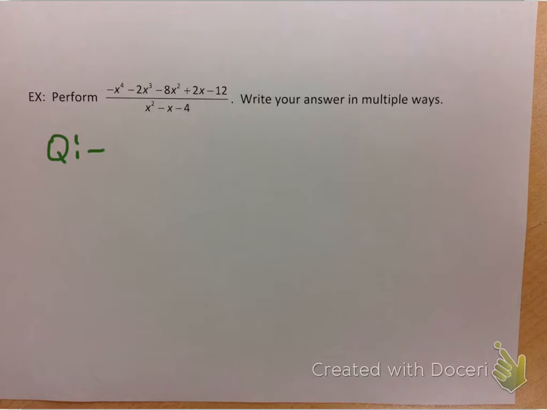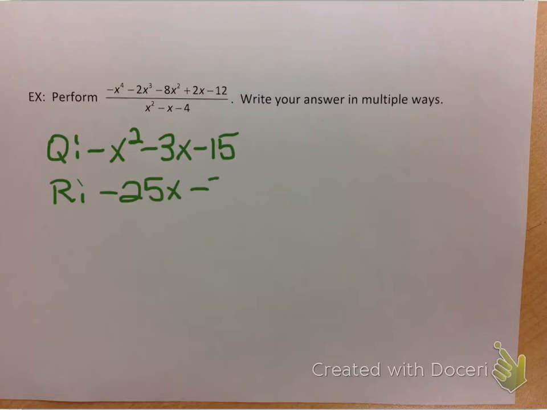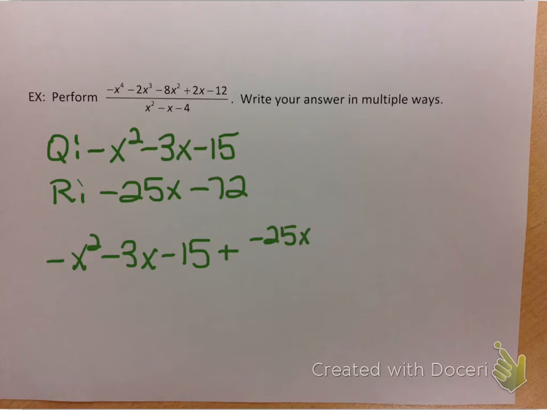Your quotient should have been negative x squared minus 3x minus 15, and your remainder should have been negative 25x minus 72. And so as a mixed number, that would have been negative x squared minus 3x minus 15 and negative 25x minus 72 over x squared minus x minus 4.